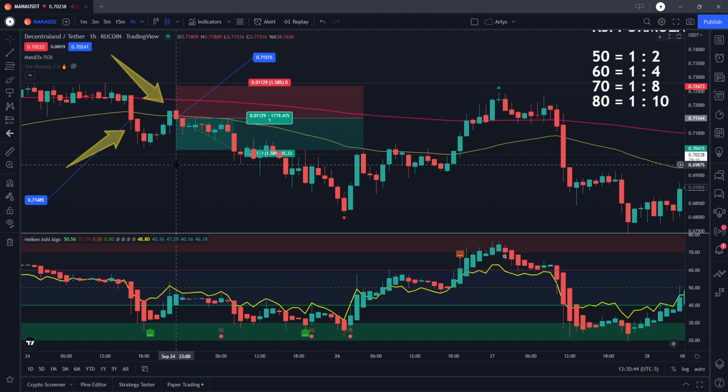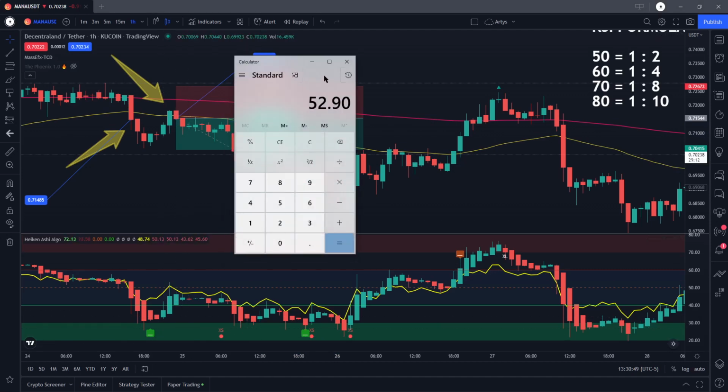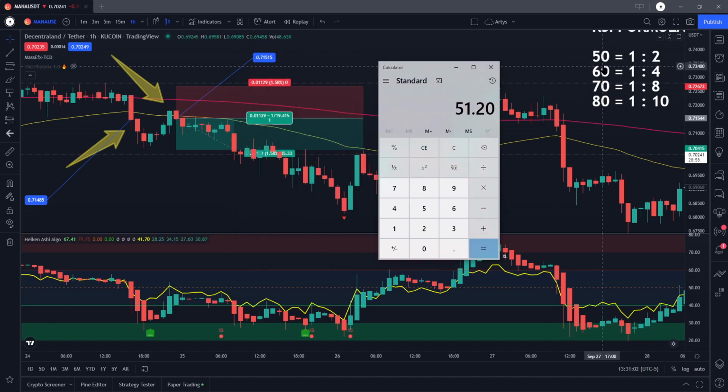The RSI here is 48.8, right? Okay, 48.8. 50 minus 48.8 equals 1.2. So that is equal to 51.20, right? Now, again, you are in the 50s, and it comes out to what? 1 to 2.12, because you just moved the decimal point over. This comes out to 1 to 2.12.